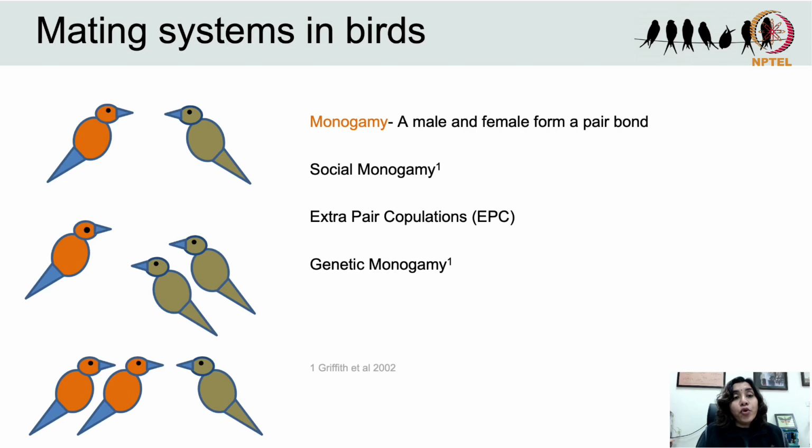Again, within monogamy itself, an entire spectrum exists. A pair can be monogamous for a single nesting event or the entire breeding season. Some birds are monogamous even for successive breeding seasons, yet others pair for life.